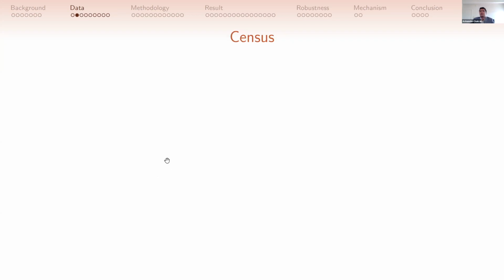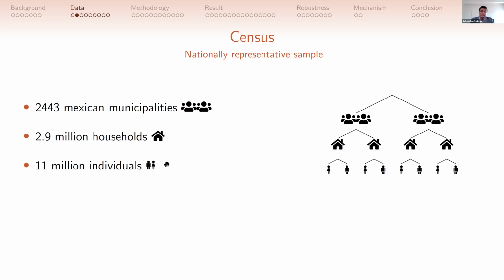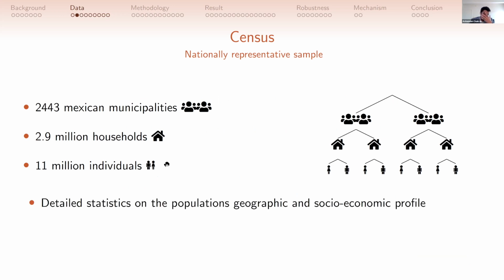So the census is basically good for my type of study because it's a nationally representative sample of 2,443 Mexican municipalities, 2.9 million households, and 11 million individuals. And it also contains detailed statistics on the population's geographic and socioeconomic profile. Now, the census data is particularly important in my case because it has retrospective migration information.